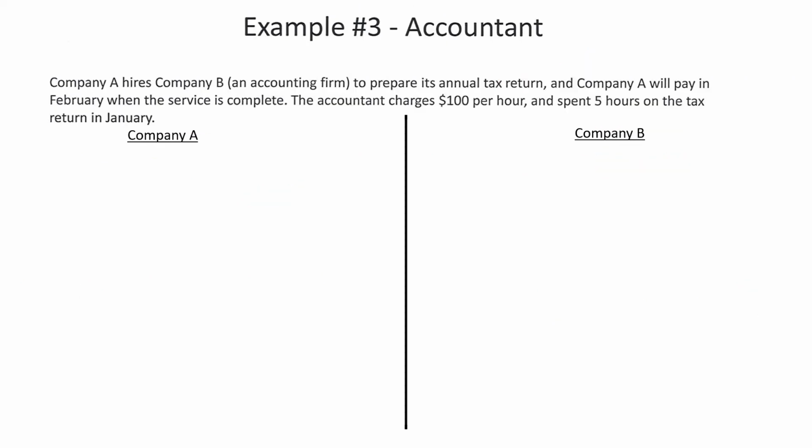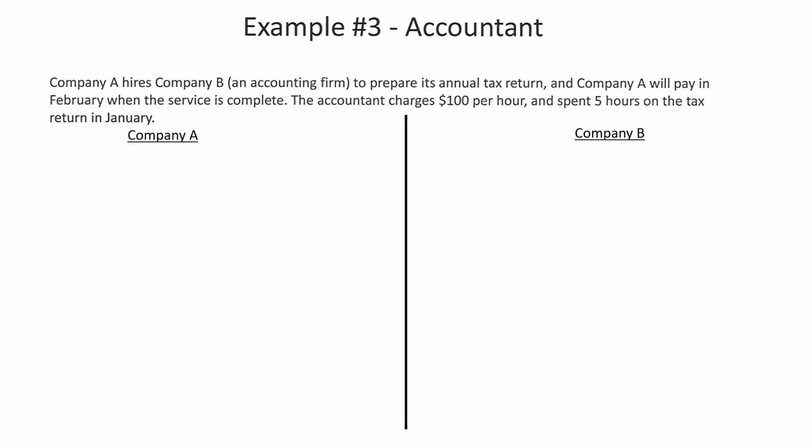Example 3. Company A hires Company B, an accounting firm, to prepare its annual tax return, and Company A will pay in February when the service is complete. The accountant charges $100 per hour and spent 5 hours on the tax return in January.